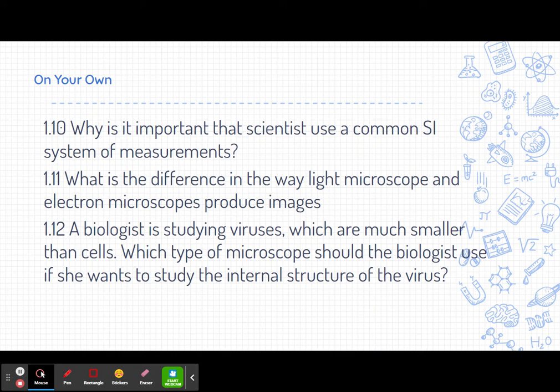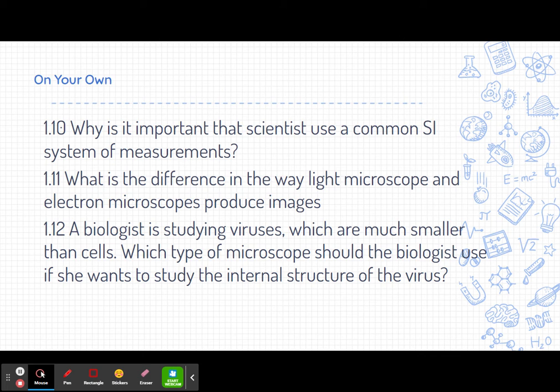So let's talk about the on your own questions. It says, why is it important that scientists use the SI units of measurement? We all want to be on the same page. When we report stuff, we want to make sure that we're going the right direction, and that others can look at our data and repeat our experiment. Okay, that's what we want.